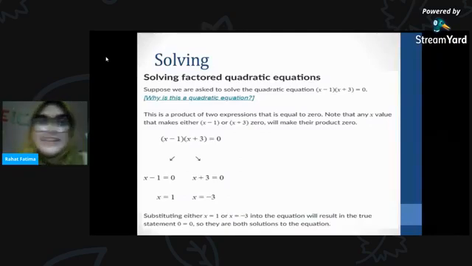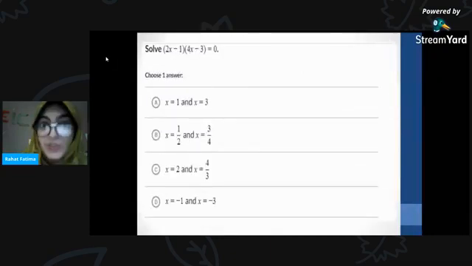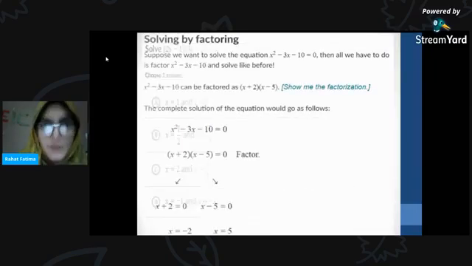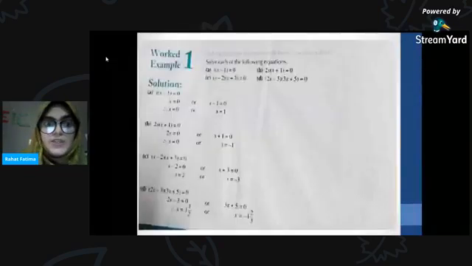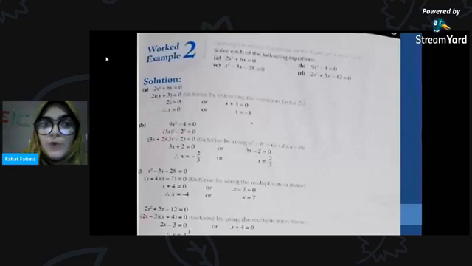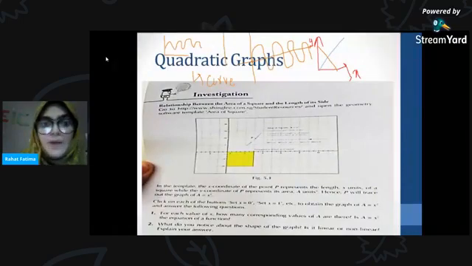We have done the lowest level, the easiest, when you're given the factorized form of the quadratic equation. Then we learned how to factorize the equation you're given: you'll be given an equation, you will have to factorize it, and then you will solve the quadratic equation. So this is what we have done so far, and then we learned how to solve complex quadratic equations. Then we spoke about what quadratic graphs are.